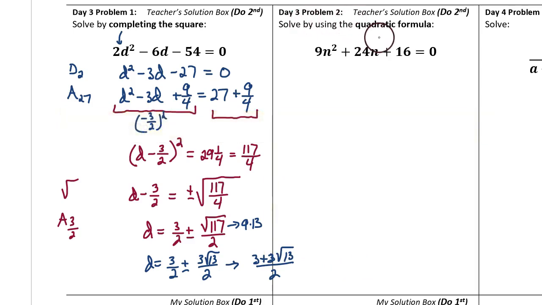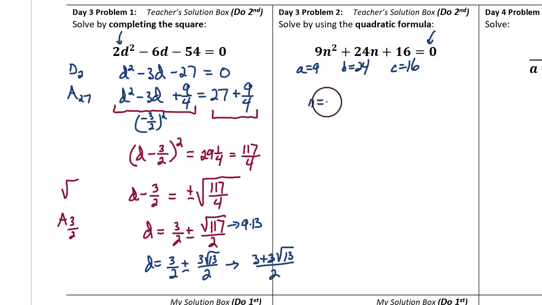Day 3, problem 2. Solve this with the quadratic formula. So the value of A is 9, the value of B is 24, and the value of C is 16. I want to make sure, though, that I don't identify A, B, and C until after I have standard form. I need to make sure that we do have the 0 on the right side.